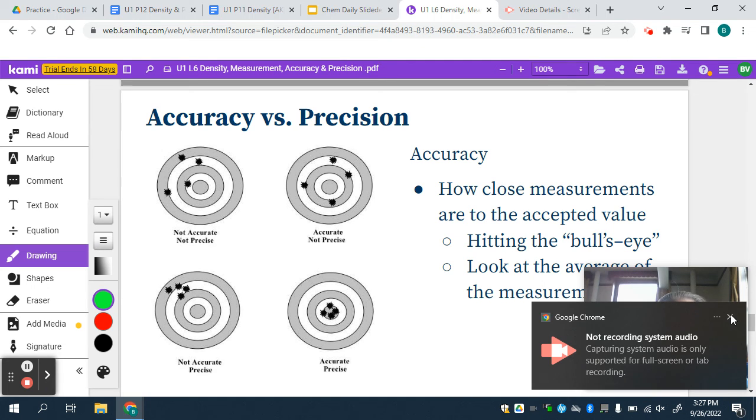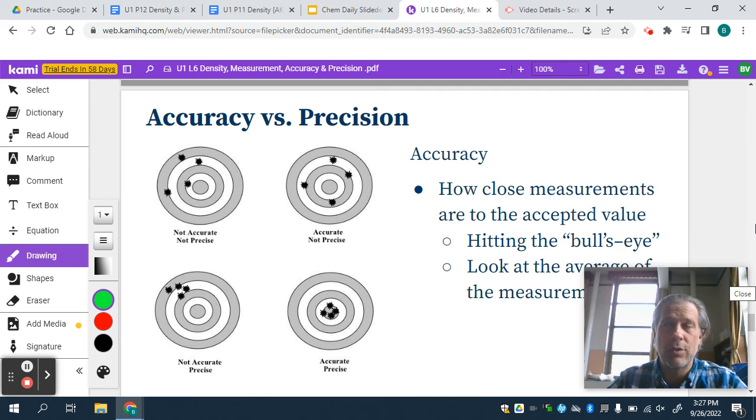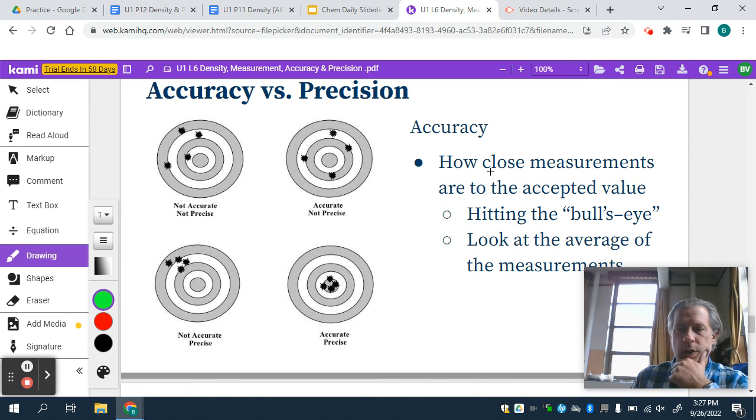All right, welcome back. Now we're going to talk about the last little bit of this particular lesson, which is accuracy, precision, and percent error. Accuracy and precision are words that are oftentimes used interchangeably, but they're not exactly the same. So, accuracy is how close your measurements are to an accepted value.